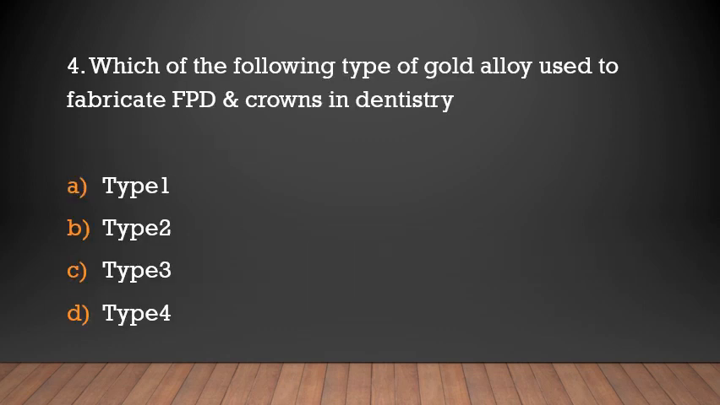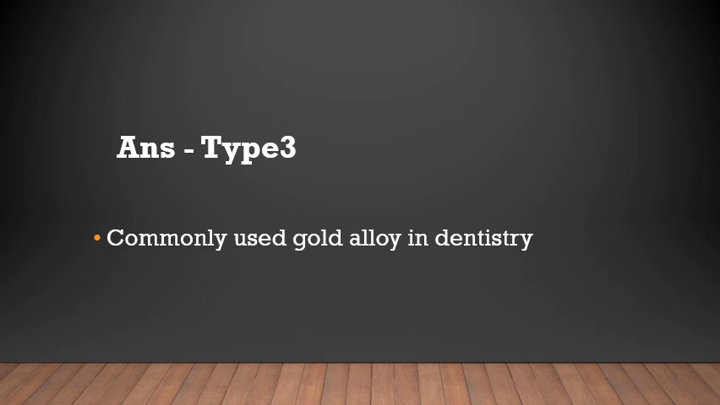Which of the following type of gold alloy is used to fabricate FPD and crowns in dentistry? Type 1, Type 2, Type 3, Type 4. Type 3. Most commonly used gold alloy in dentistry is Type 3. It is commonly used to fabricate crown and fixed partial denture.